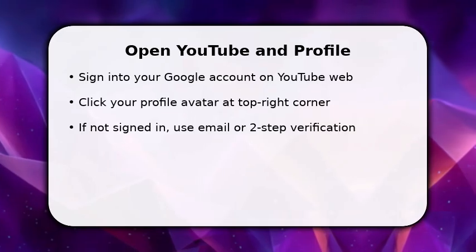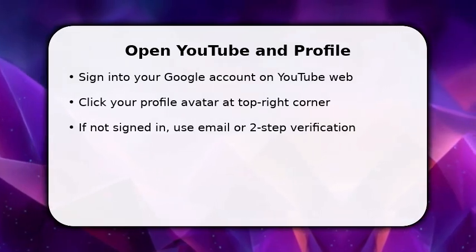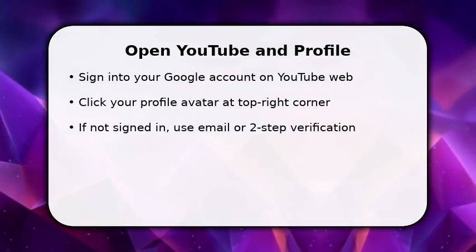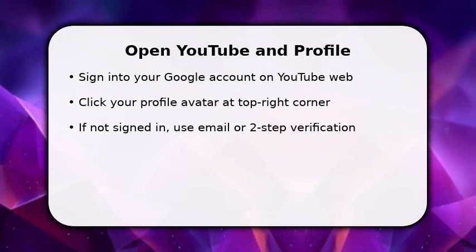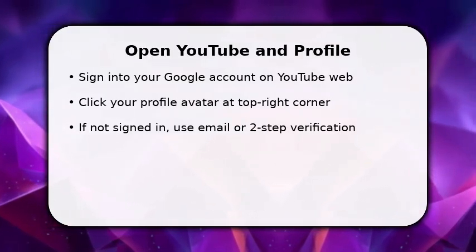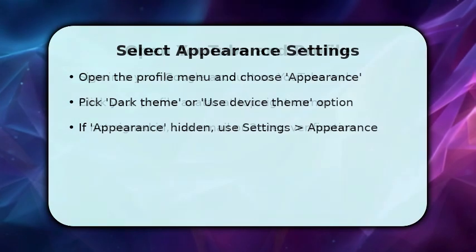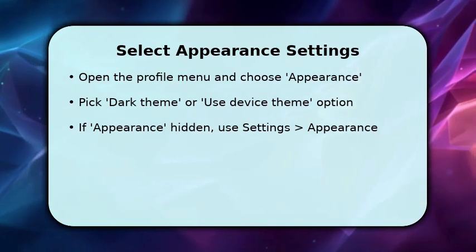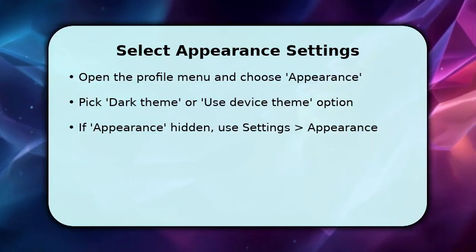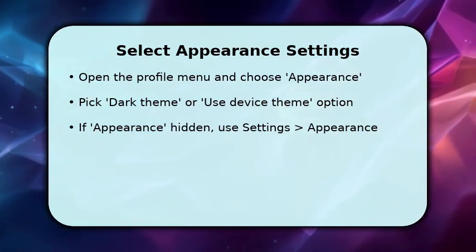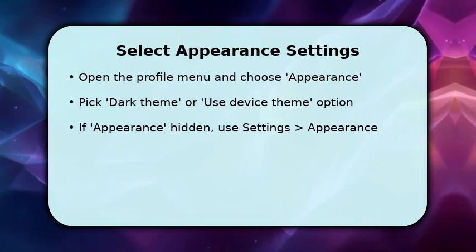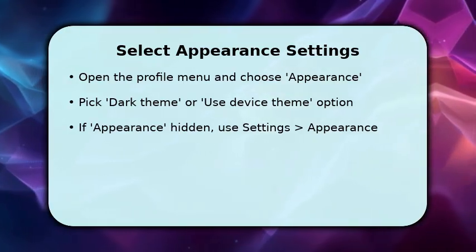If you see a sign-in prompt, complete it now, enter your email and any two-step code. Once signed in, keep the menu open for the next step because that's where you'll toggle dark mode. With the profile menu open, look for Appearance or Theme, click it to open theme choices. Choose Dark Theme to force YouTube's dark UI, or pick Use Device Theme to follow your OS setting. This is useful if you switch frequently.